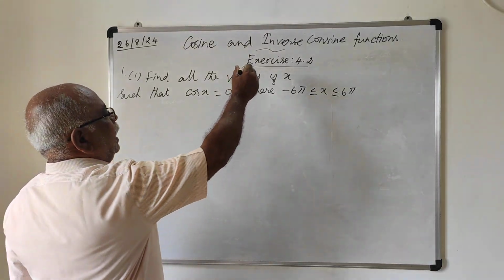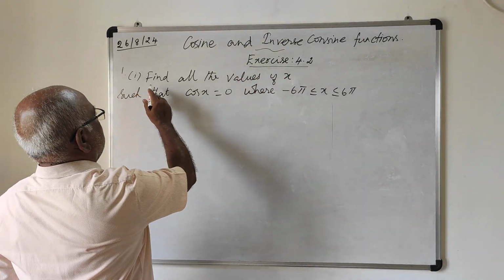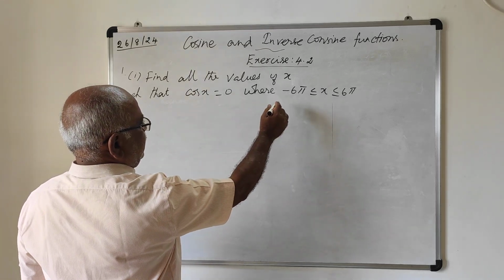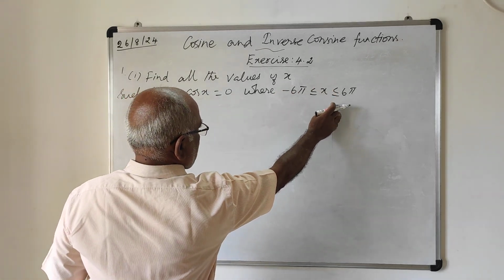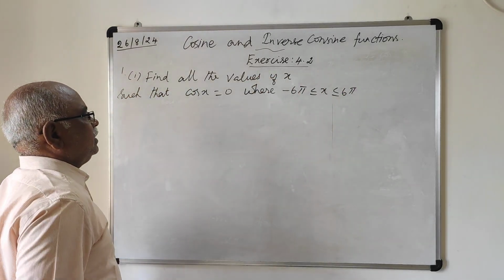Now, we will see exercise 4.2. In this exercise, the first problem is: find all the values of x such that cos x is 0, where minus 6 pi is less than or equal to x less than or equal to 6 pi. In this interval, minus 6 pi to plus 6 pi, we have to find the values of x.